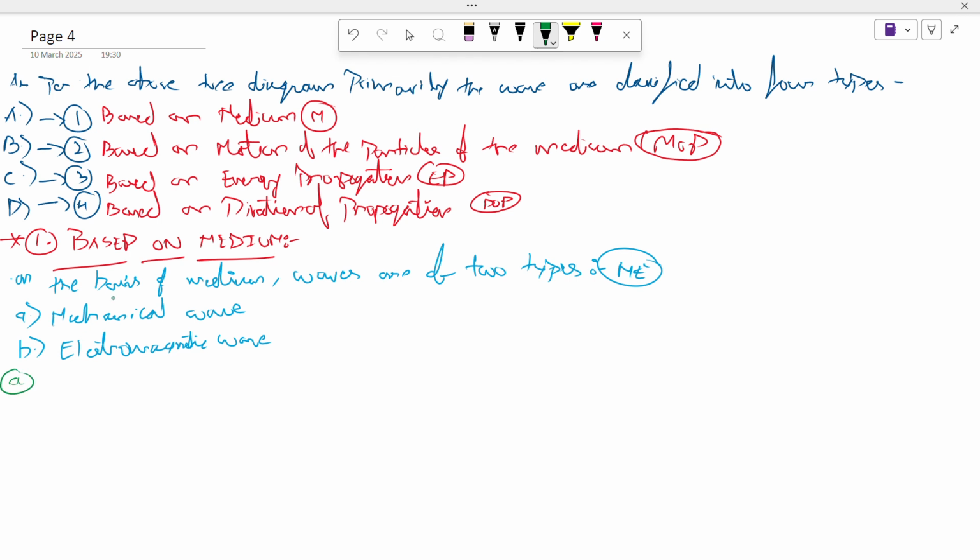First one, properties of mechanical wave. Let us discuss the properties of mechanical wave. Let us discuss the first point. So in this, first of all, the property of mechanical wave.